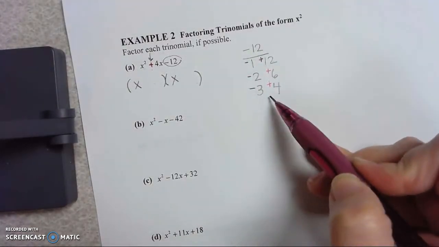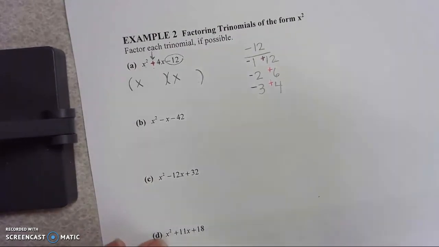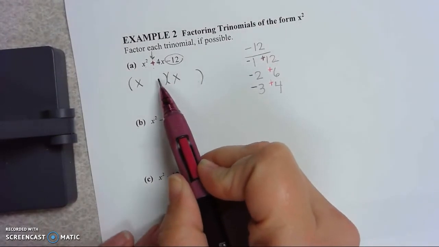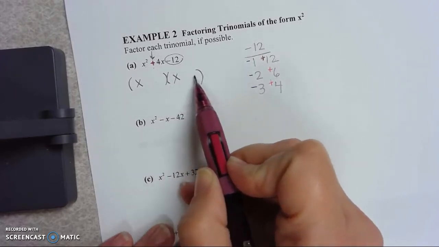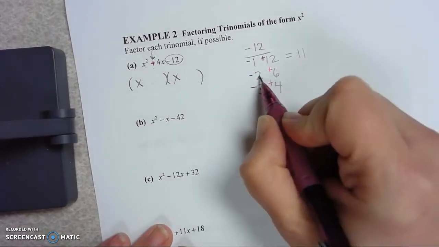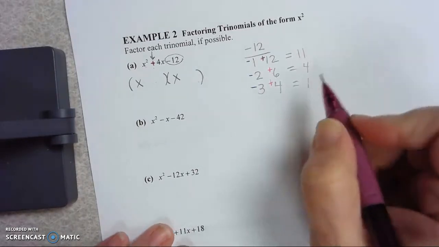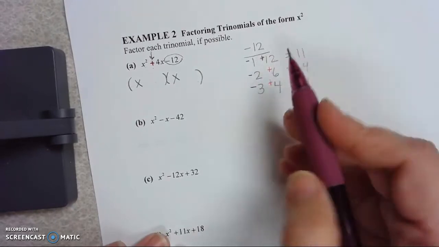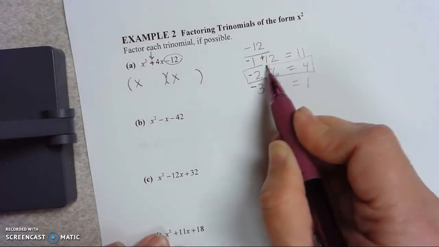Alright, now we've listed all our factors. How do we know which set to use? We're going to look to the middle term, positive 4. Remember when we were doing multiplication, we multiply these two numbers to get negative 12, and we add them to get the middle term. So if I add these up, negative 1 and 12 make 11, negative 2 and 6 make 4, negative 3 and 4 make 1. All of them multiply to give me negative 12, but only this one set of numbers adds to give me 4, my middle term.